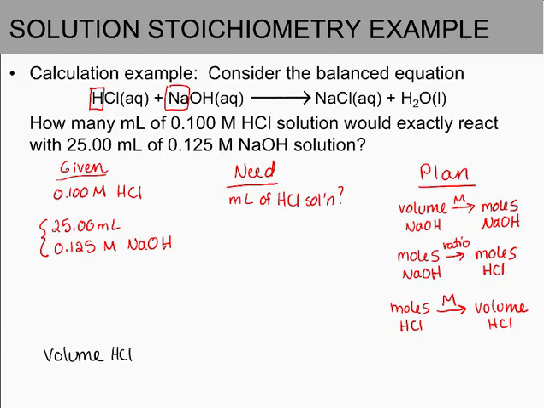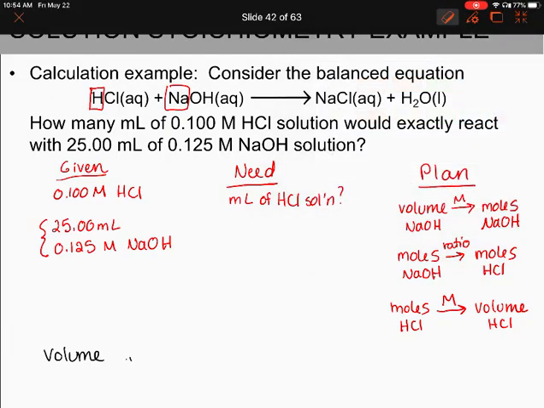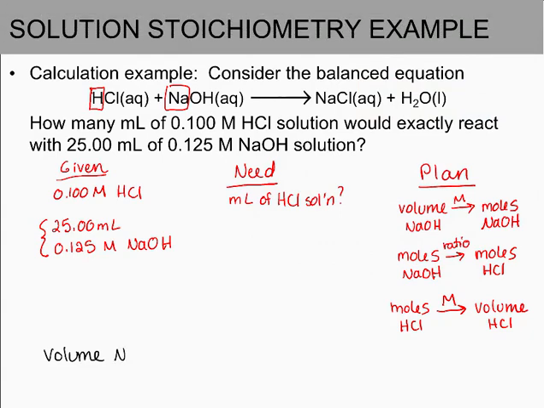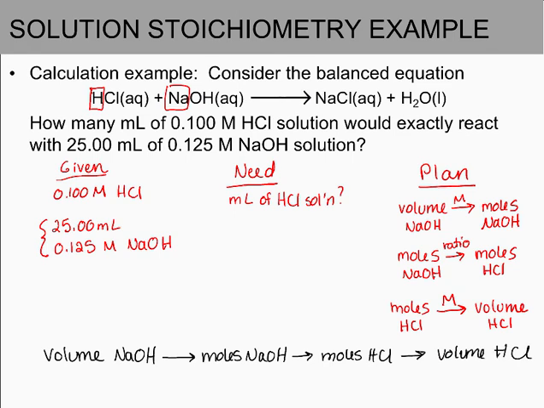So first, I meant to write NaOH, not HCl. We'll start with the volume of NaOH, then convert to moles, then convert to moles of HCl, and then finally to volume of HCl. Previously, the very beginning of the flowchart was grams, but in this case we're going to use volume. And the very end of the flowchart was also in grams, but this time we're going to use volume.